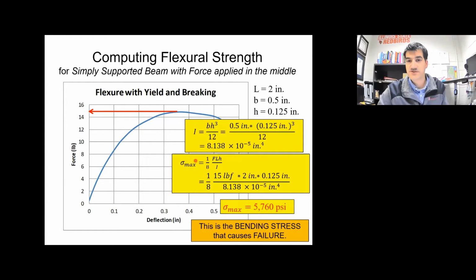So we plug into our equation for stress, and we plug in F. That is this value right here, 15 pounds force, times the length or the span, that's 2 inches, times the height of the beam, that was 0.125 inches, and divide by 8 and divide by I. So here's our moment of inertia. Plug all of that into your calculator, and you get a stress value of 5,760 psi. So that is the value of stress when we are at this point in the test. This is the amount of stress in the beam that's ultimately going to cause failure to the beam.